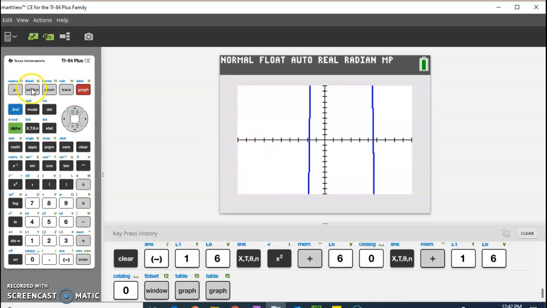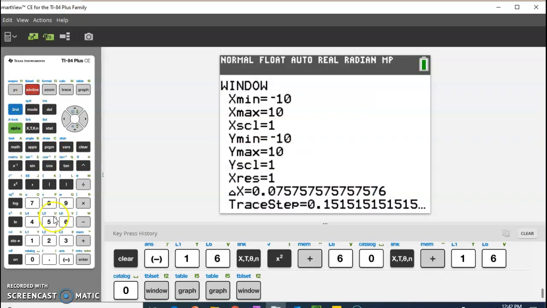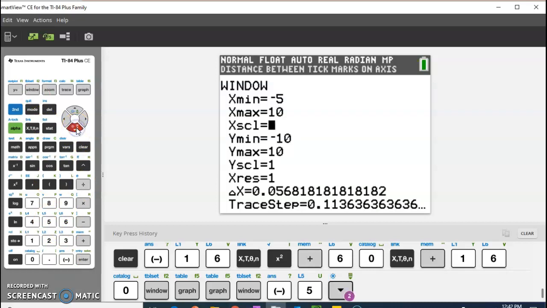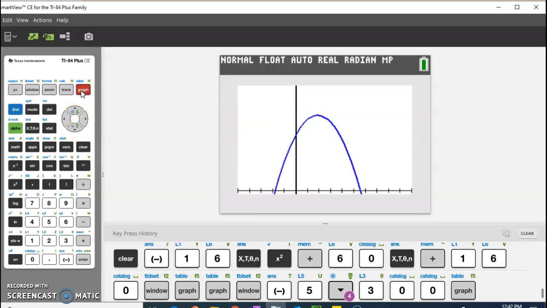So I'm going to go to my window and maybe start my x at negative 5. And then my y, I'm not really sure. I know that I toss it from a height of 160, and I don't know how high it's going to go. Let's just say 300. I have no idea. Let's see how that graph looks. And look, I can see the entire path of the object. I guess it's a bottle rocket.